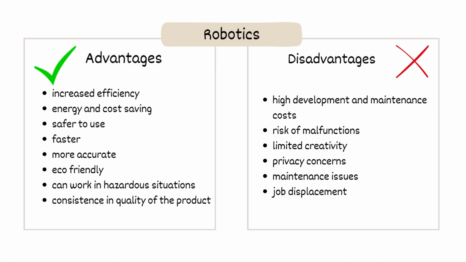Now, there are advantages and disadvantages of robotics. Advantages are its increased efficiency, energy and cost saving, safer to use, faster, more accurate, eco-friendly, can work in hazardous situations, consistency and quality of the product. Disadvantages are high development and maintenance costs, risk of malfunction, limited creativity, privacy concerns, maintenance issues, and job displacement.